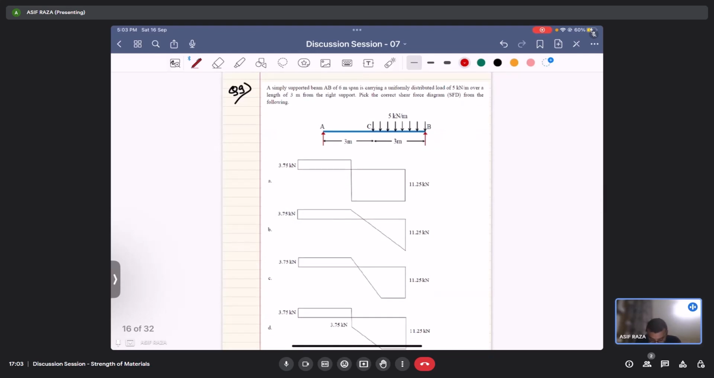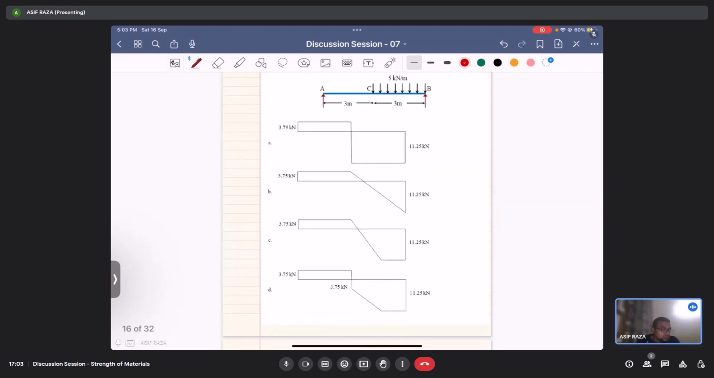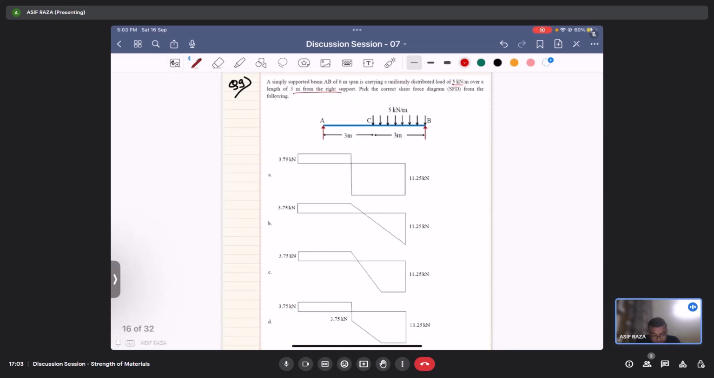A simply supported beam AB of 6 meters span is carrying a UDL of 5 kilonewton per meter over a length of 3 meters from the right support. Pick the correct shear force diagram from the following. So without actually solving this problem, we can check from the options itself which would be correct. Okay.